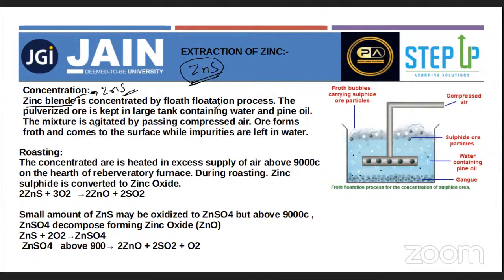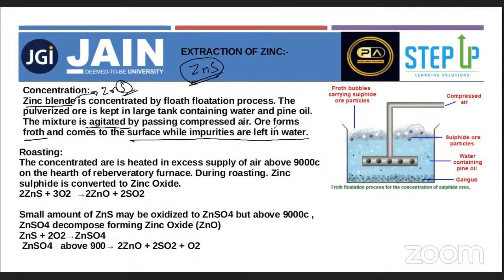We are again using the flotation process here because we have a sulfide ore. So the same thing you studied there will come here. The pulverized ore is kept in a large tank containing water and pine oil. The mixture is agitated, and the ore forms a froth. Froth means on the top you will find the scum, and it comes to the surface while impurities are left in the water.